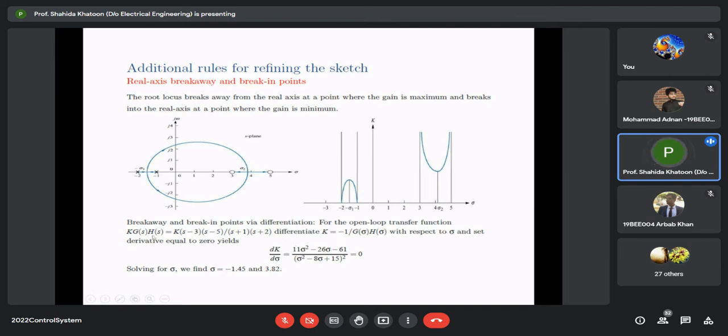For the open loop transfer function G(s)H(s) equal to K into (s minus 3) into (s minus 5) upon (s plus 1) into (s plus 2), differentiate K equal to minus 1 upon G(sigma)H(sigma) with respect to sigma and take the derivative equal to 0, that is dK by d sigma equal to 0. Solving, you will get values of sigma as minus 1.45 and 3.82. I want you to verify this result by yourself. Note it down in your notebook.